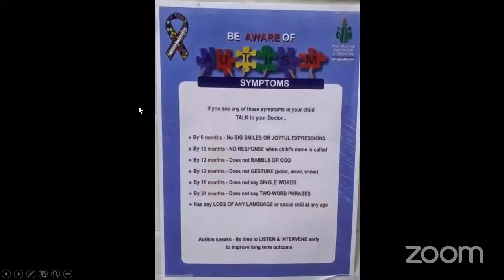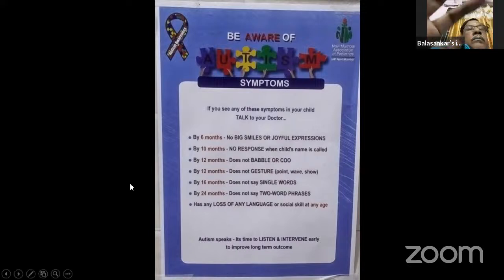This is one of the posters that we in Navi Mumbai had given through our association to the pediatricians to be put in their waiting room, where some early symptoms of autism spectrum are written. So by 6 months, no big smiles or joyful expressions, no response when the child's name is called by 10 months. There are some of these symptoms which the parents, when they're sitting in your waiting area, might go through, and if they are concerned, they might talk to you about it. You can put a similar chart in your OPD, which will make it easier for the parent to ask questions.